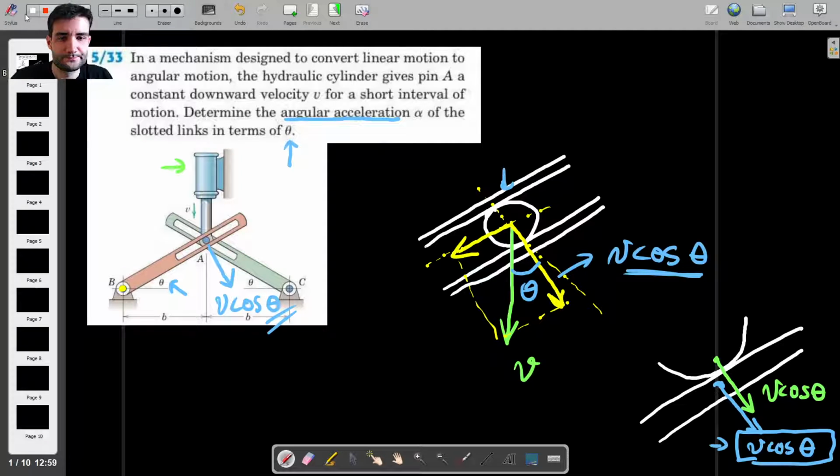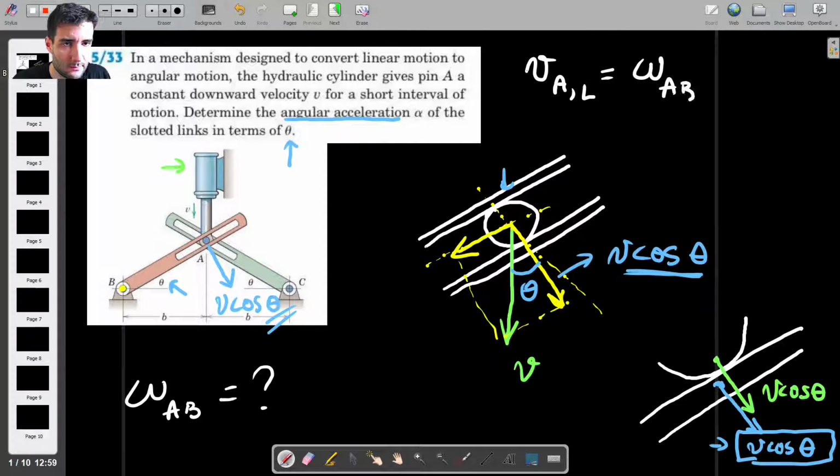Okay, so that's the velocity of the link, which means that we can find an expression for the angular velocity of the link AB. Okay, and we can find that quite easily because we can use the fact that the velocity at point A, now that's not the velocity of the pin, that's the velocity of the link, right? That's equal to omega AB multiplied by this distance here, which is, I'll just call it BA for now. Okay, and let's try to find what BA is.